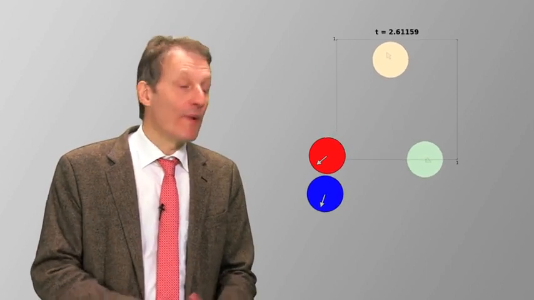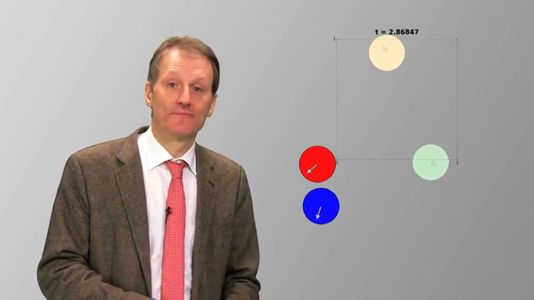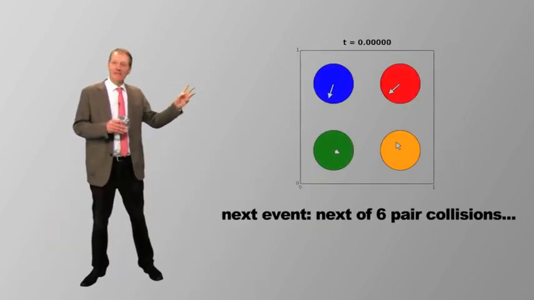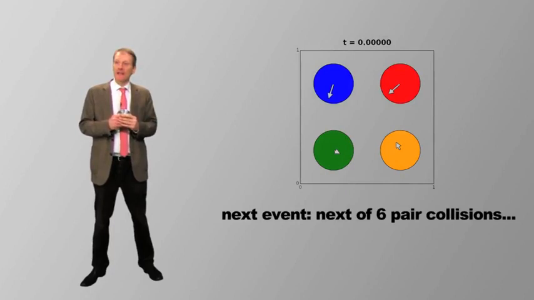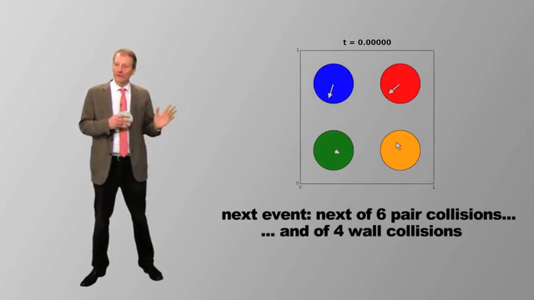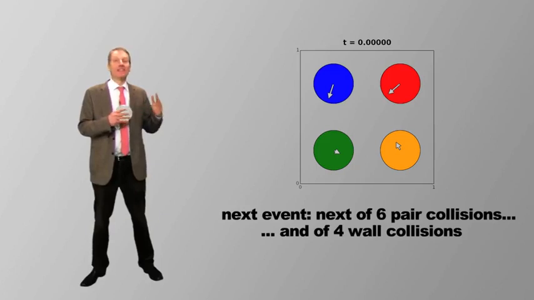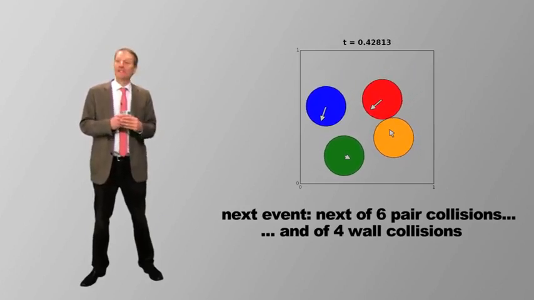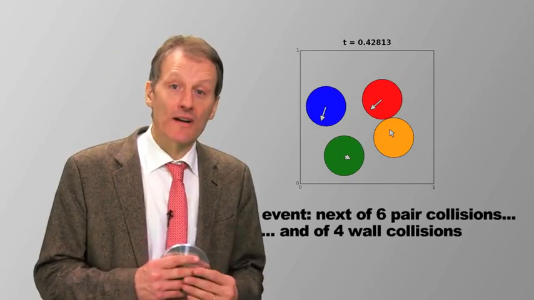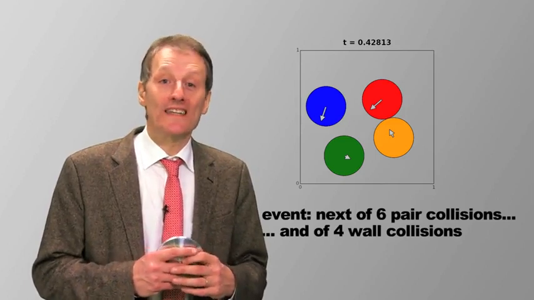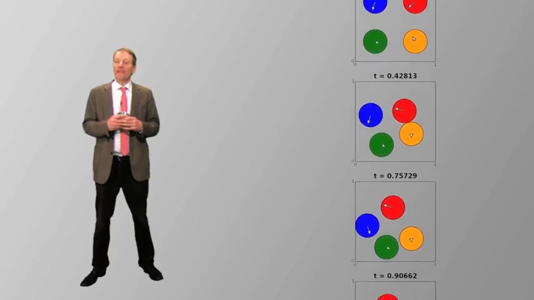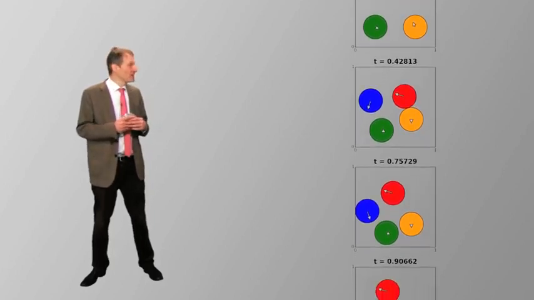Otherwise, the pair collision time is infinite. The minimum of the 6 pair collision times and the 4 wall collision times gives us the next event in the system. Here, at time t equals 0.42813, a number that we can compute to as high a precision as we want. We can then click through the events.